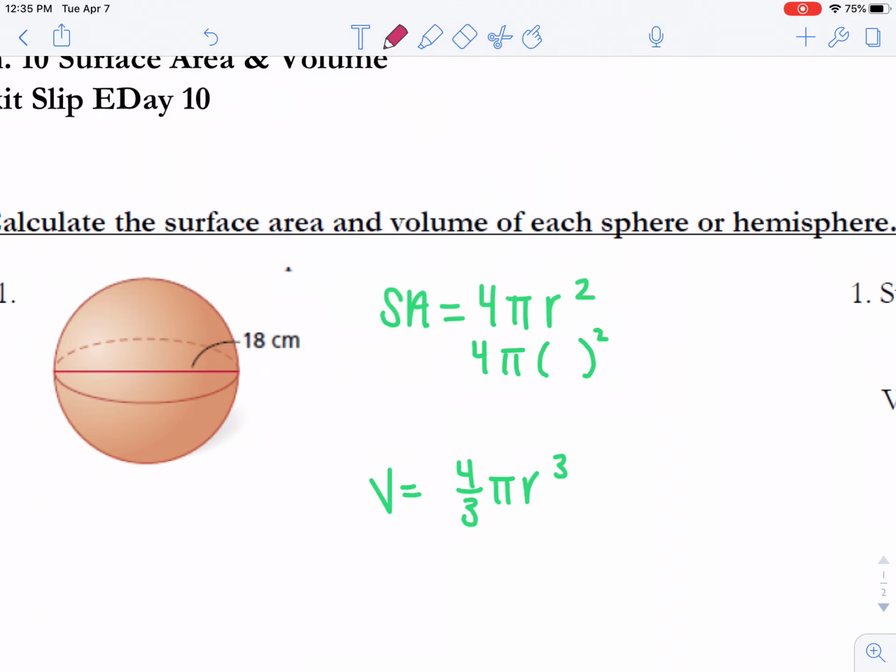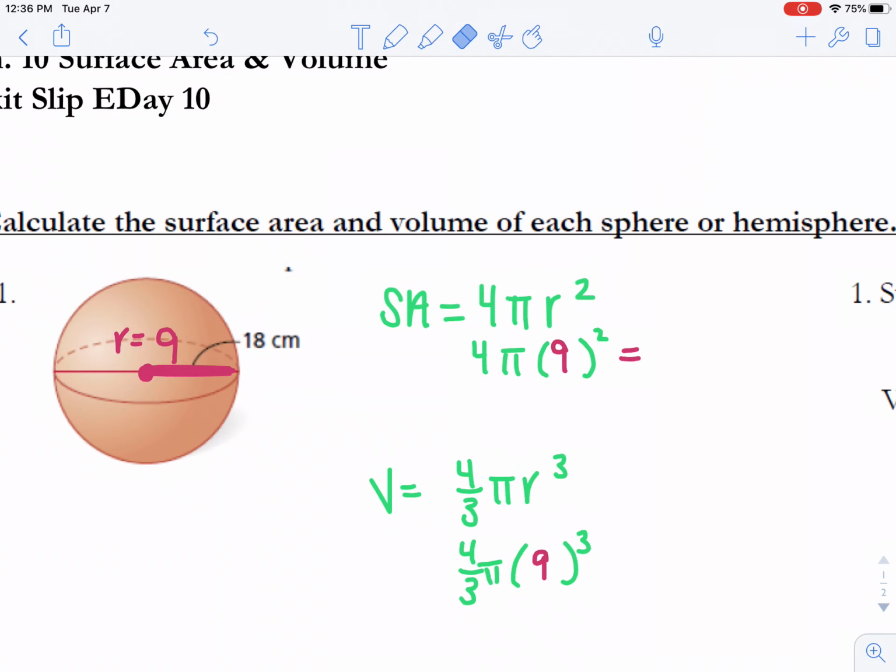So all we need to do is look at the diagram and figure out what the radius of our sphere is. So if the whole diameter is 18, that means the radius is 9. So we're just going to plug in 9 in both of these formulas for the radius, and then we just have to evaluate, and you can use your calculator to help.